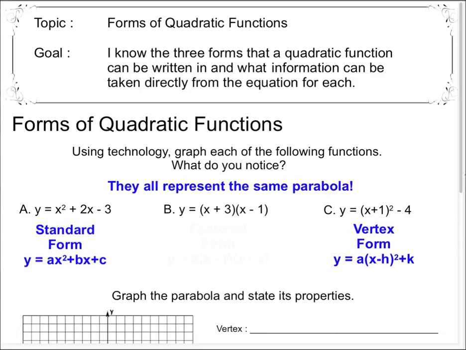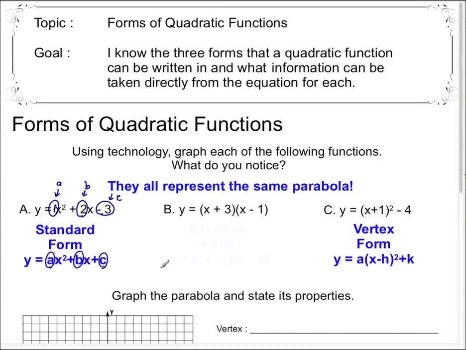And I'm just going to point out to you that in this form, this a would be the same thing as what's in front of x squared. And since there's nothing there, we would say it's 1. So in this case, our a is 1. Now our b is what's in front of the x. So here, our b would be a 2. And the negative 3 would be what corresponds to the c.